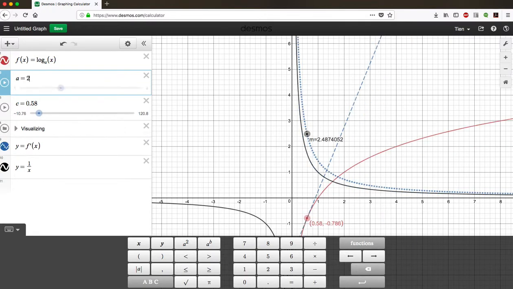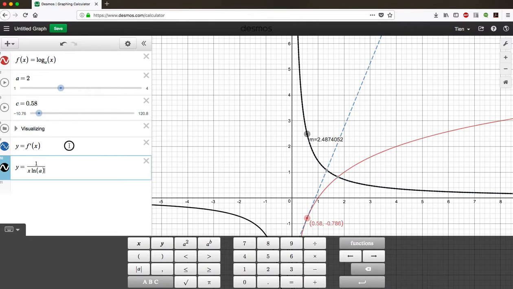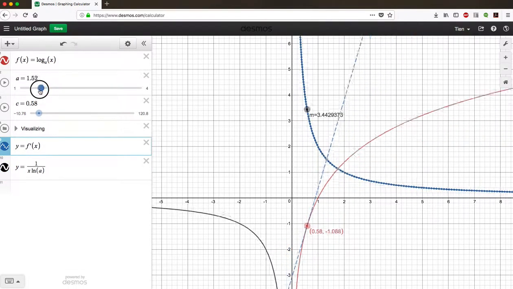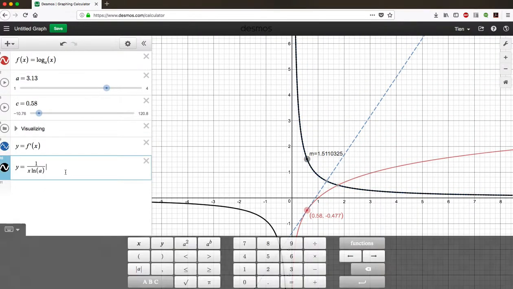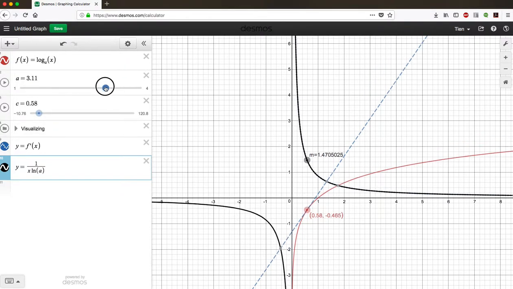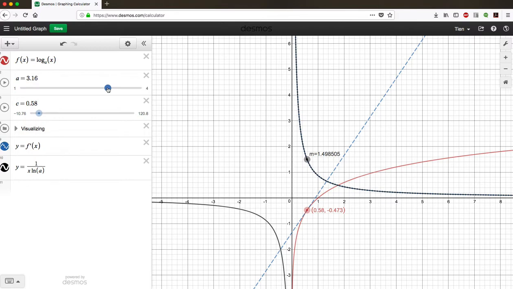And let's say again, let's suppose a is some arbitrary base, then it should be 1 over x natural log of a. And now, again, if I adjust what a is, both the derivative and this black y graph are changing exactly the same way, and that's because they are exactly the same. And the handout gives you a more detailed explanation of why that is.